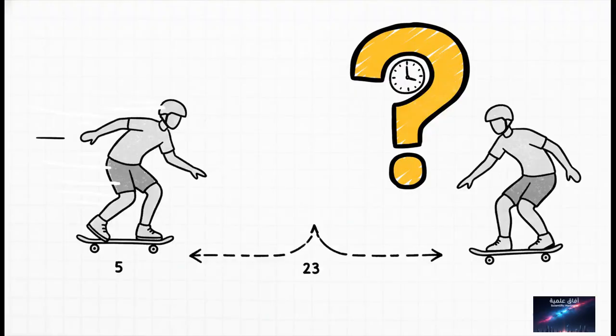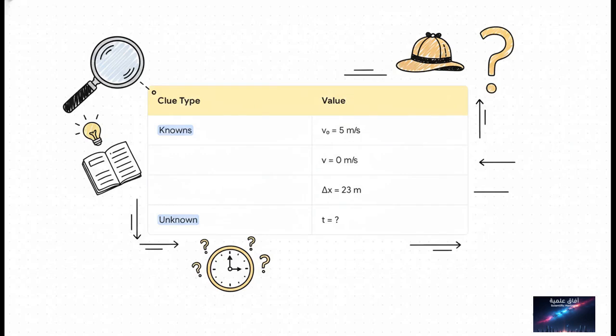They're cruising along at 5 meters per second. They hit the brakes and they come to a complete stop over a distance of 23 meters. The mystery we need to solve is, how long did that take? Okay, first step for any good detective, organize the evidence. So let's list out our clues.